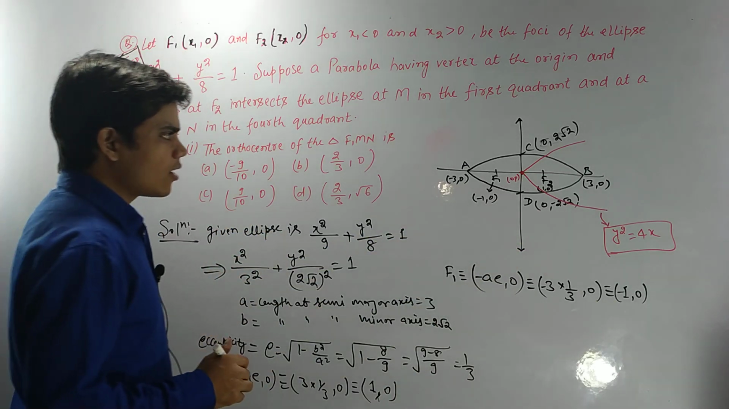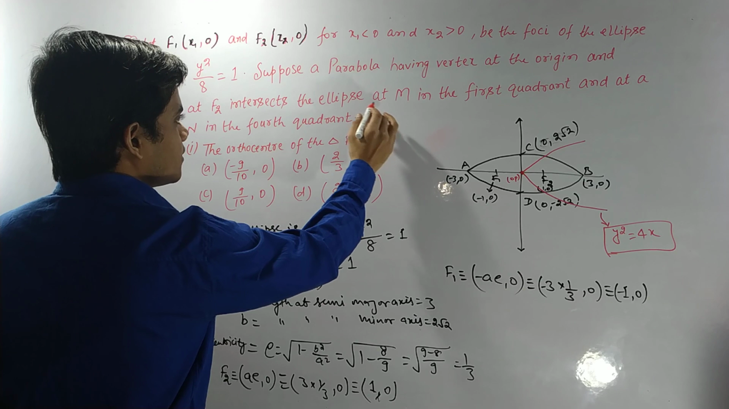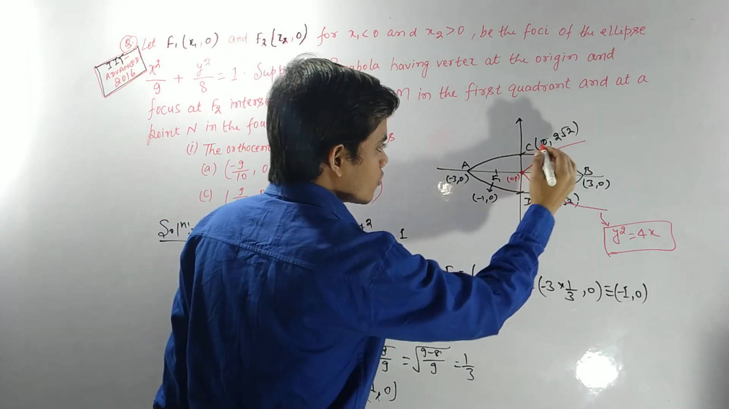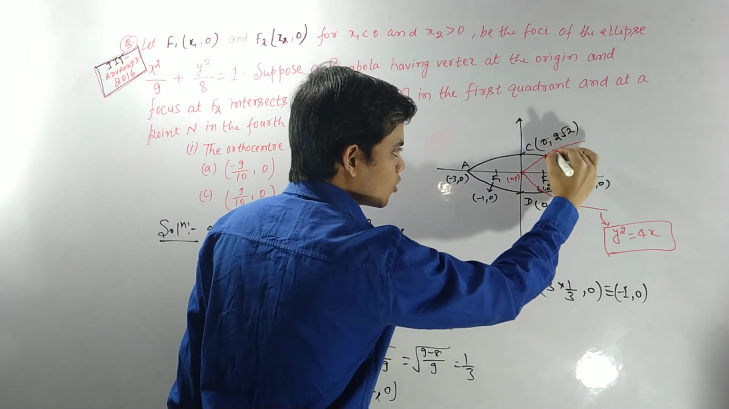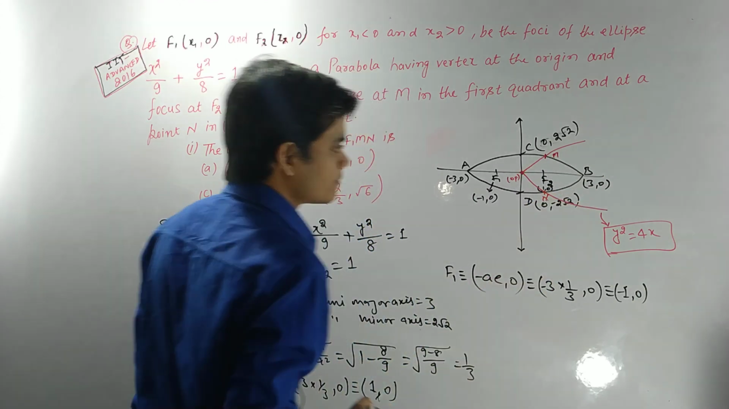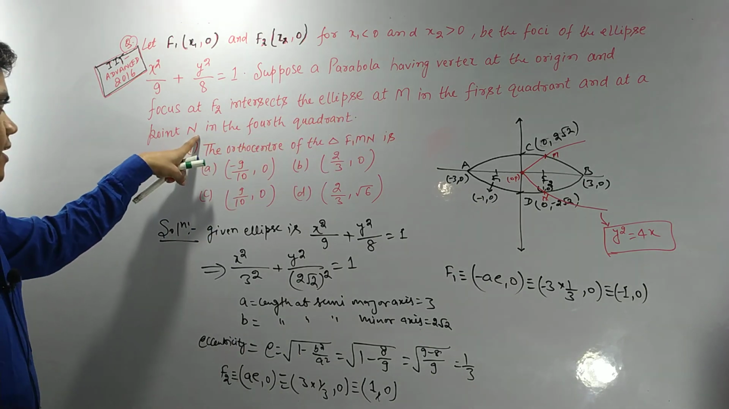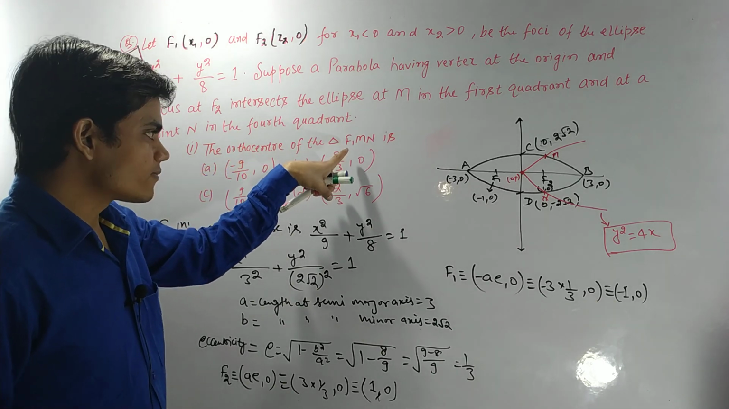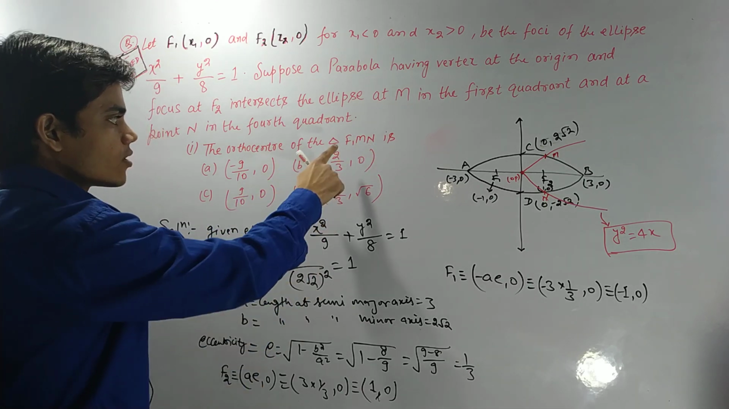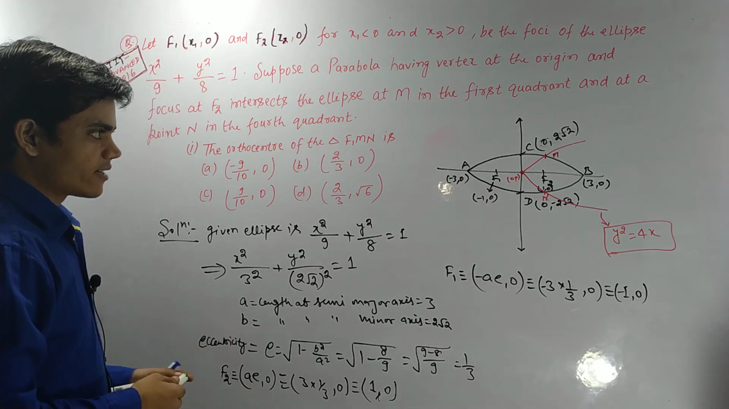Okay, so now what the question is saying: it intersects the ellipse at M in the first quadrant and at a point N in the fourth quadrant. So here in the first quadrant this parabola intersects at M, and in the fourth quadrant it intersects at N. Then the orthocenter of the triangle F1MN, be careful, the orthocenter of the triangle F1MN. Let me draw the triangle at first.